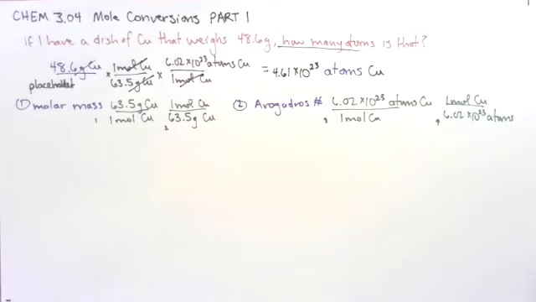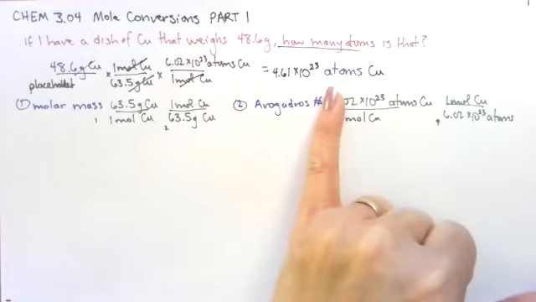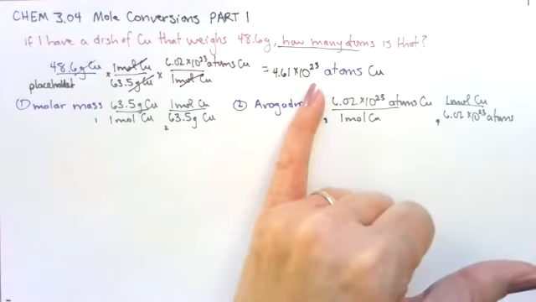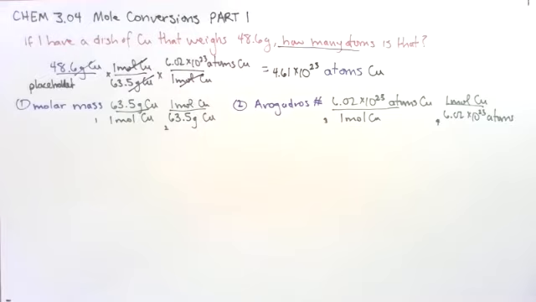So here's the takeaway. If you take any element, any substance, and you get a mass, you can convert it to the number of atoms in that particular mass. And notice it's a pretty big number. Well, atoms are really, really small, so that kind of makes sense.